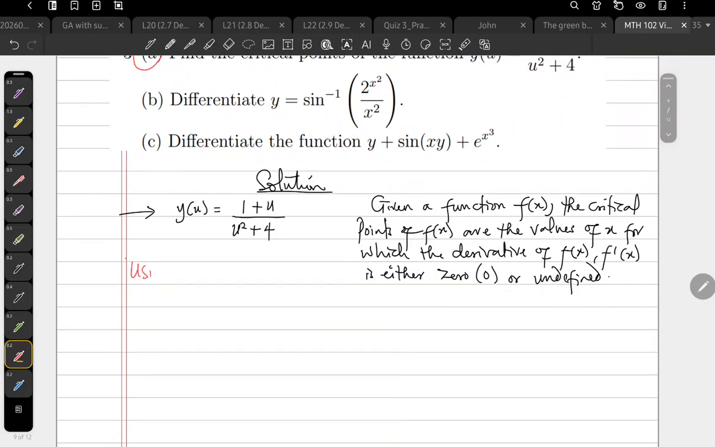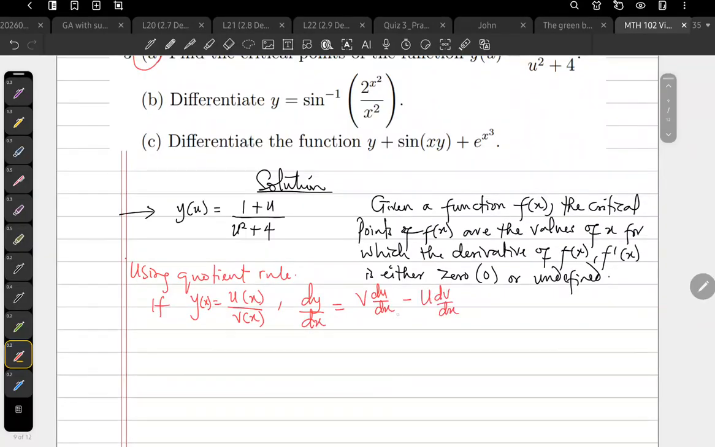Using the quotient rule, and what does the quotient rule say? The quotient rule says if we have a function y to be a quotient of two functions of x, then the derivative of y with respect to x is v du dx minus u dv dx all over v squared. So in shortened form, that is v u prime minus u v prime over v squared.